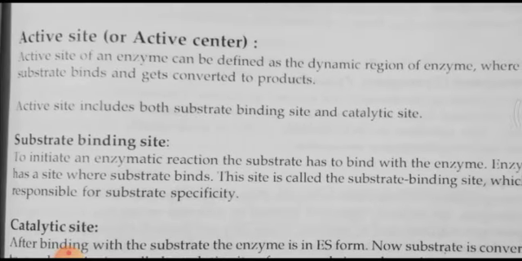In an enzyme, the area where the substrate will bind to the enzyme is called the active site or active center. The active site of an enzyme can be defined as a dynamic region of the enzyme where the substrate binds and gets converted to product. So you can see, I will show the illustration.